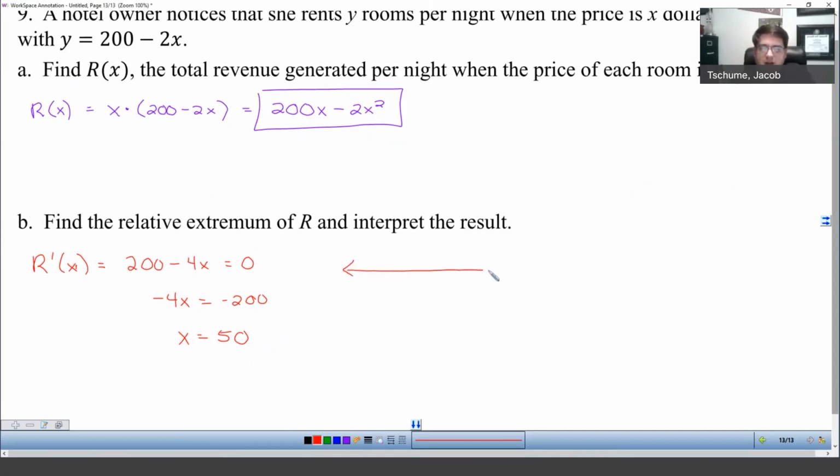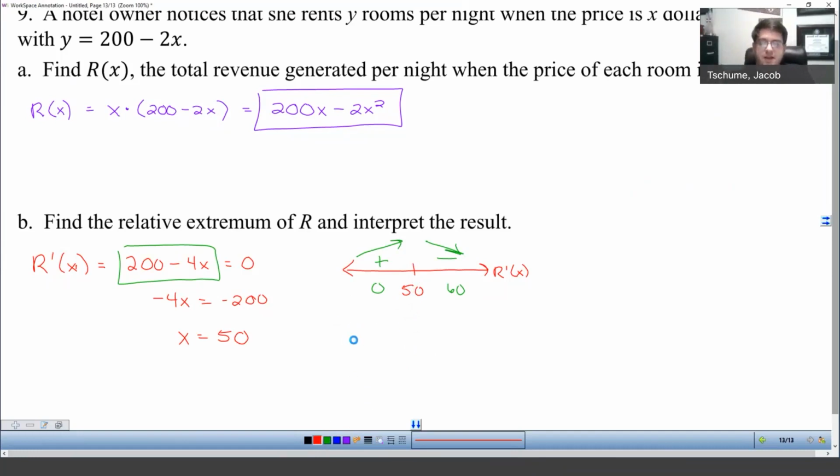If I draw my number line, so that will be 50, and I pick out some test values, how about 0 and 60? Those sound good. We're going to plug those into our first derivative over here on the left. So remember, this is your first derivative line chart. If you plug 0 in, you will get a positive number, which means you're increasing. If you plug 60 in, you're going to get a negative number, which means you're decreasing. So since you are going from increasing to decreasing, that means X equals 50 will be a relative maximum.